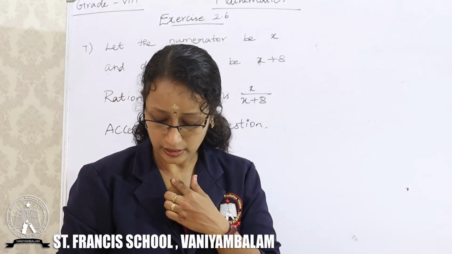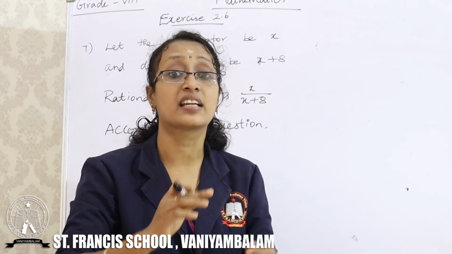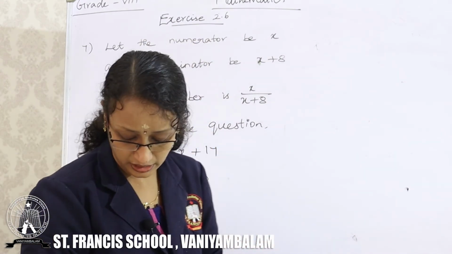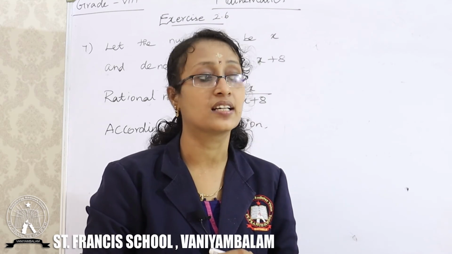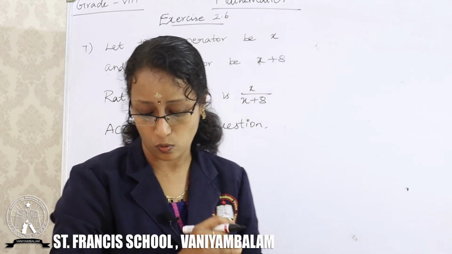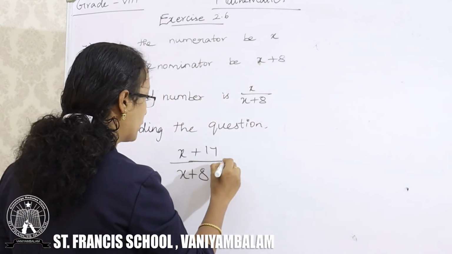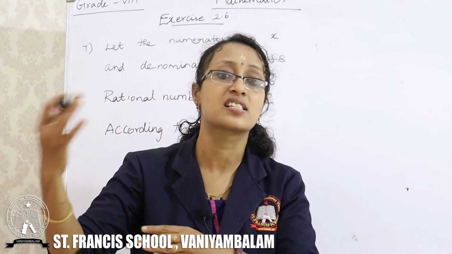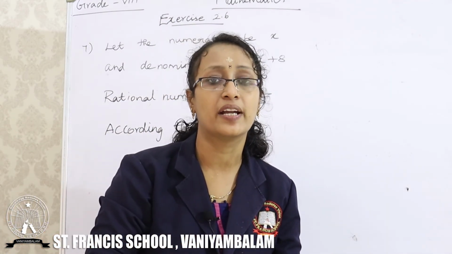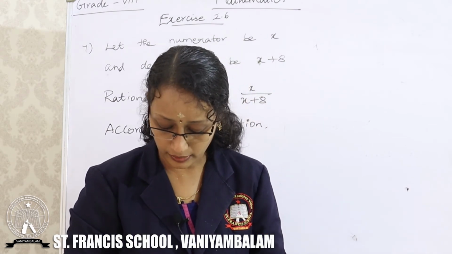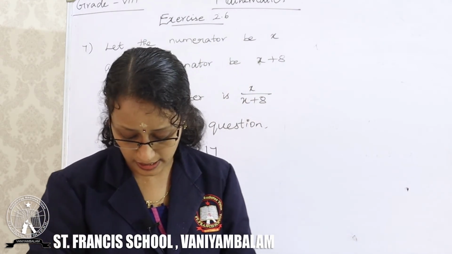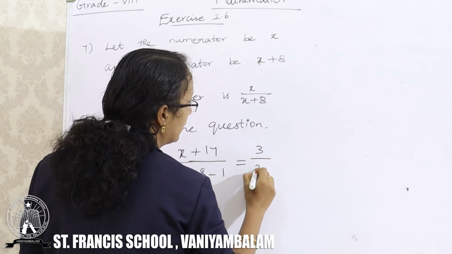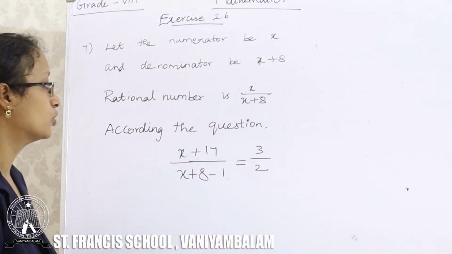Next, it is given if the numerator is increased by 17, I am going to increase the numerator by 17 and the denominator is decreased by 1. Denominator I am going to decrease by 1. If the numerator increases by 17 and the denominator decreases by 1, the number obtained is 3 by 2. So how will you do this?